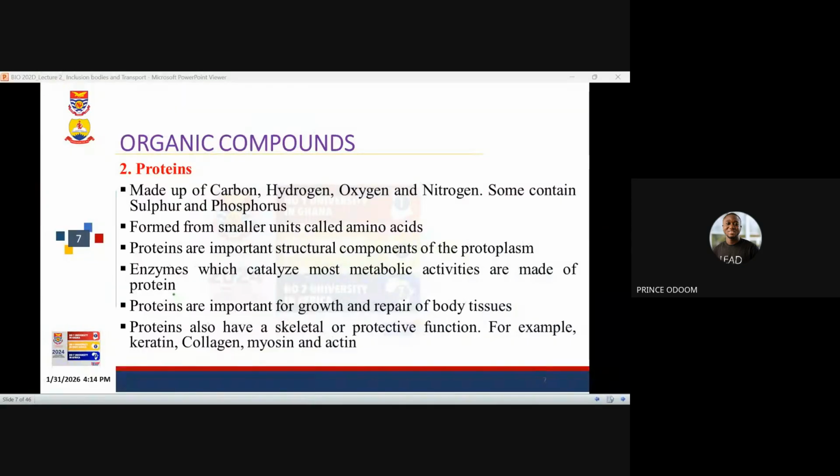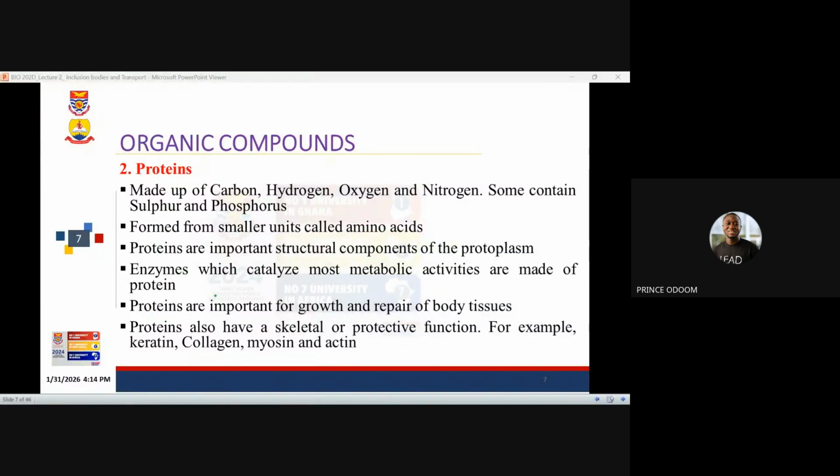So protein plays an important role in the system of every organism. They are important for growth and repair of body tissues. Definitely, some of the cells and tissues will be worn out. Definitely, there will be injuries and wear and tear. So how does the body replace some of these things? It is as a result of protein. So proteins play an important role.